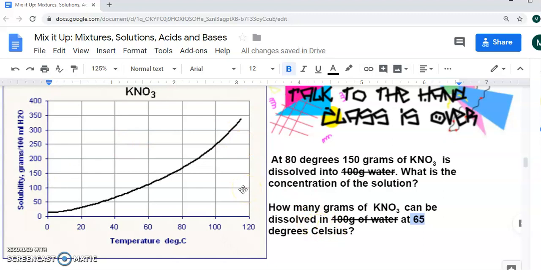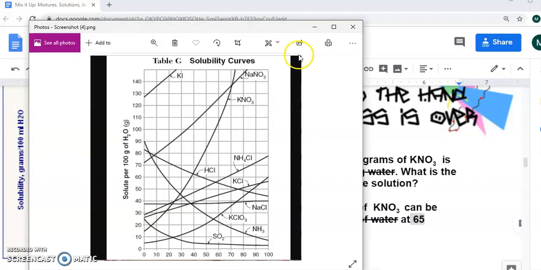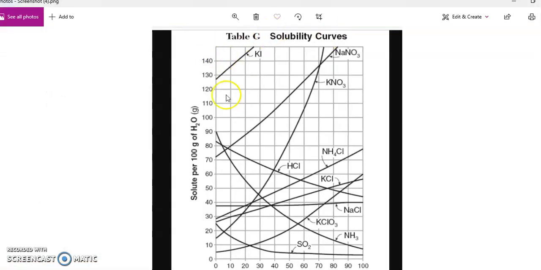So take a minute, go back and look at those questions and get comfortable with this one line. Once you're comfortable with it, go ahead and move on to Table G. Table G looks a little bit more confusing, but don't let it confuse you. Yes, there's a lot more lines here. We have several, SO2, KClO3, sodium chloride. You have lots of different lines, but you read it the same way. There's no difference in how you read it.